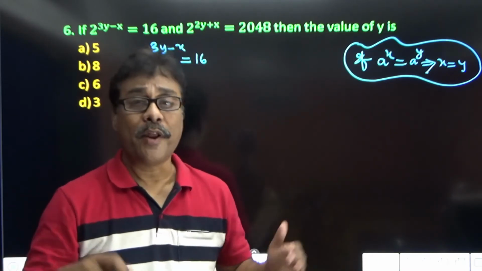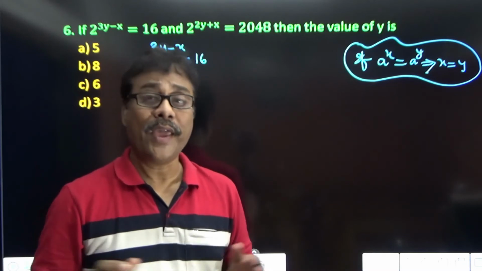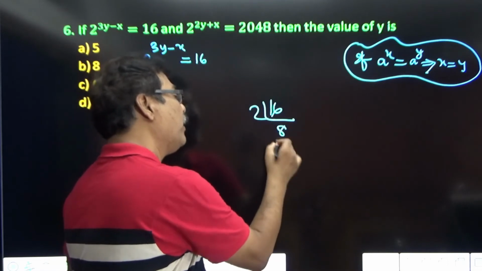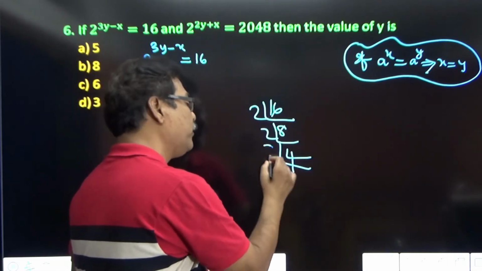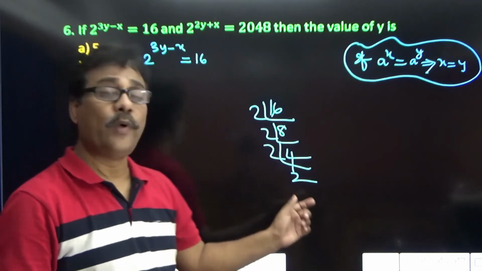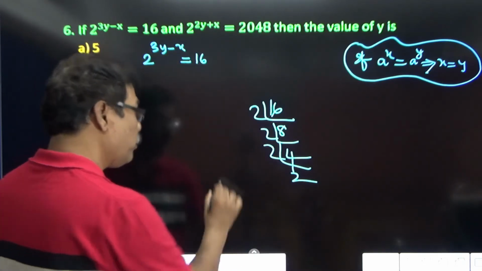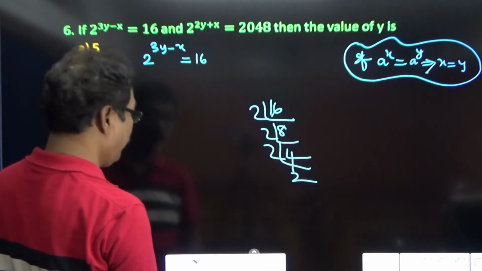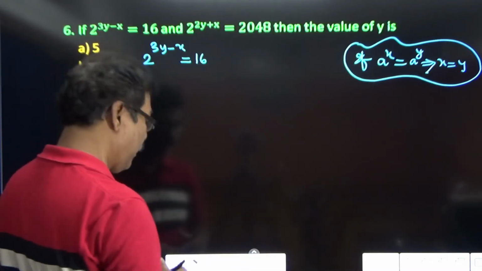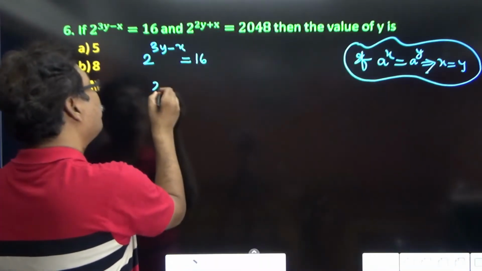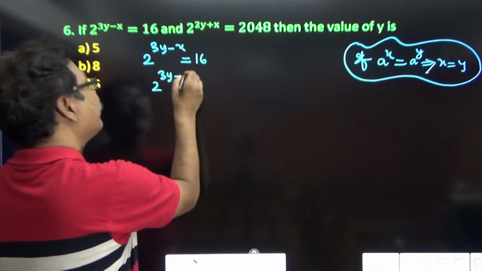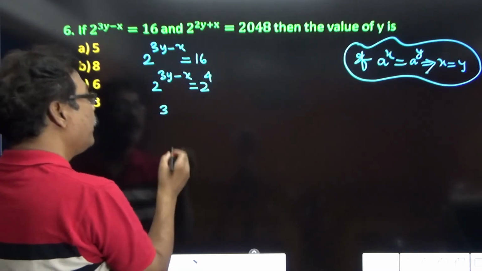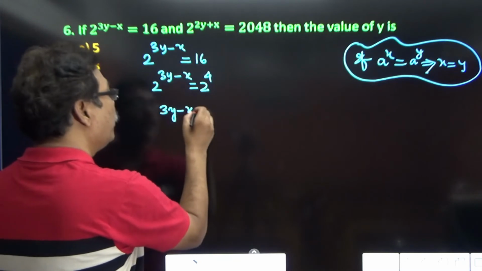If you are getting it, okay, or else what we will do? We will find the factors like this. 2, 4, this is 2, 2. So 4 times 2 we are getting. So 16 is going to be 2 to the power 4. So what can I write here? We can write 16 as 2 to the power 4. So 2 to the power 3y minus x is equal to 2 to the power 4. So your 3y minus x is equal to 4.